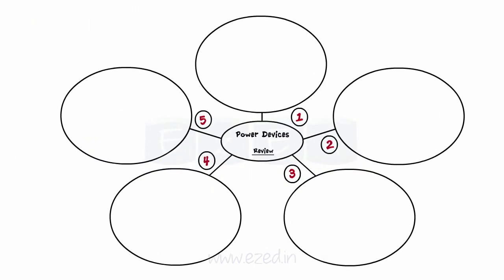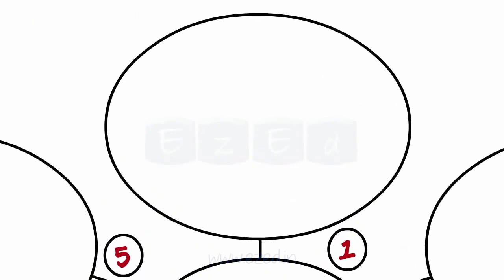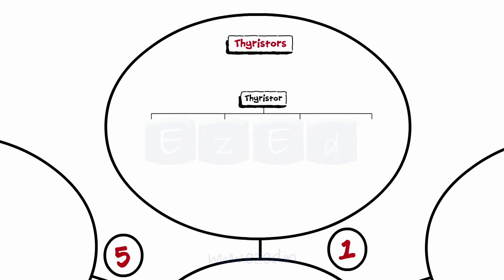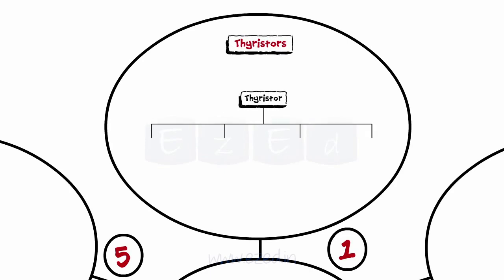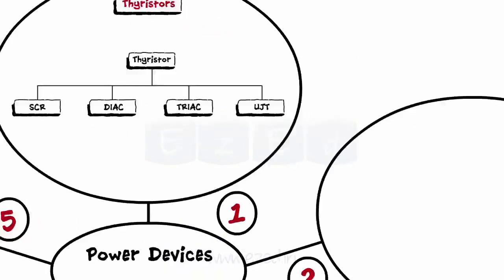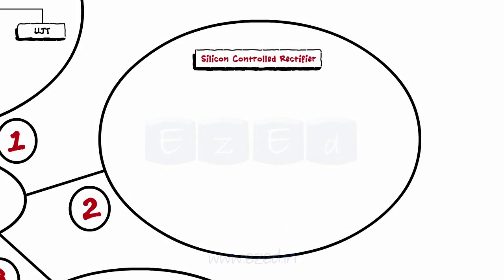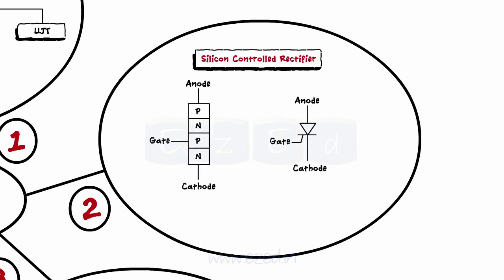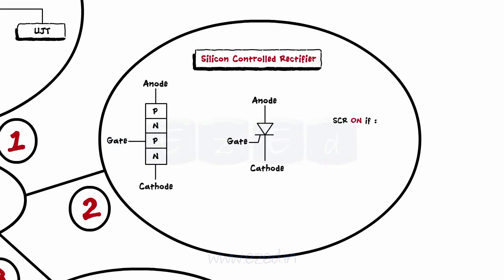Let's have a quick review of what we have learnt. Thyristors are semiconductor devices having 4 PN layers. The different types of thyristors are SCR, DIAC, TRIAC, UJT, etc. SCR is the thyristor having a PNPN structure. It has 3 terminals: the anode, the cathode and the gate. To turn on the SCR, the anode voltage must be greater than the cathode voltage and a positive trigger must be applied to the gate.